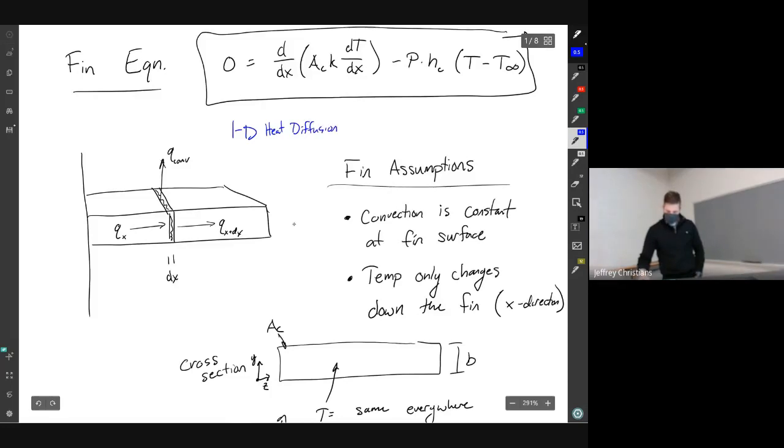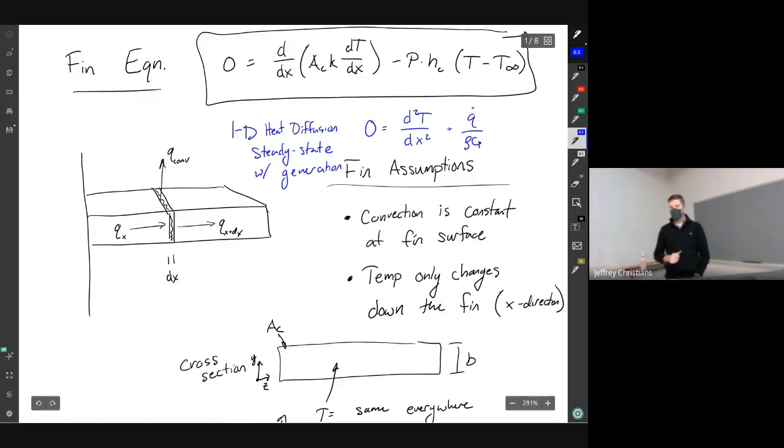heat diffusion if it was steady state with generation, that would be like 0 equals d squared T dx squared plus q dot over rho Cp. Something like that. I think that's right. So it's the same kind of form.